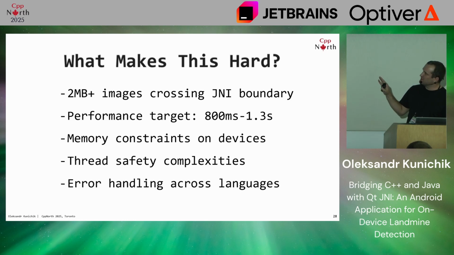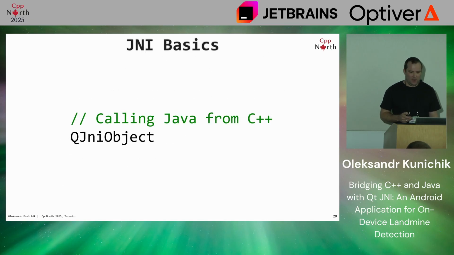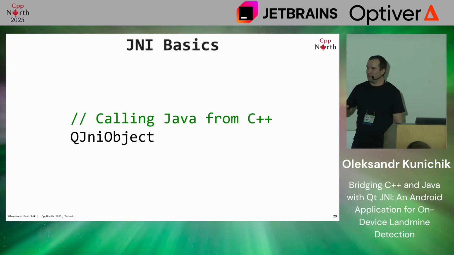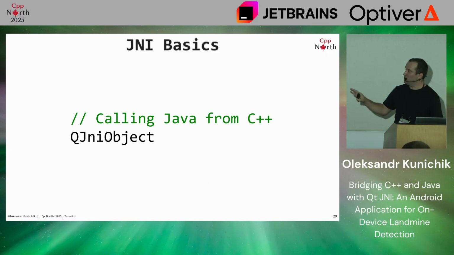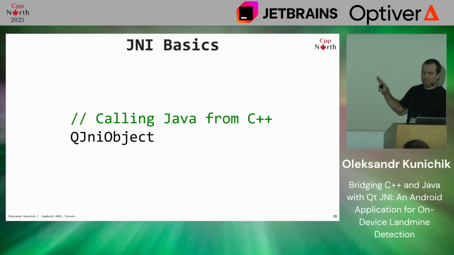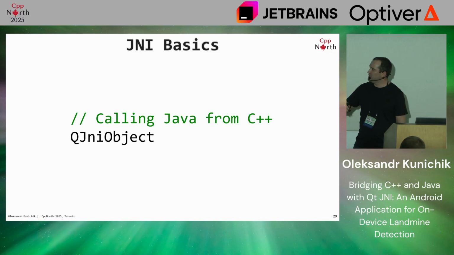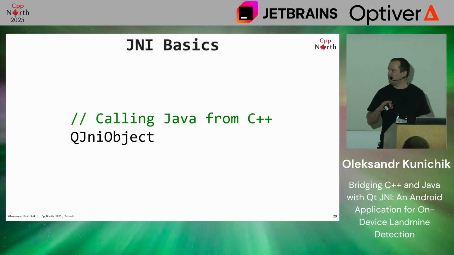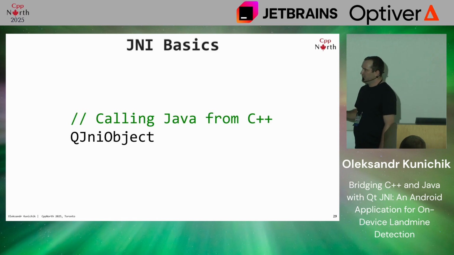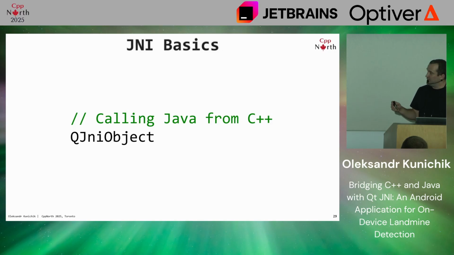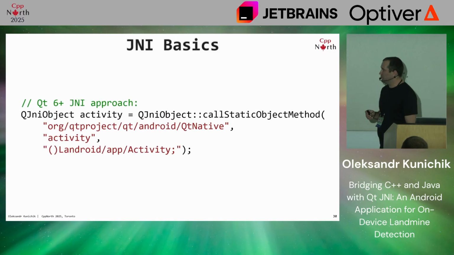But first, let's start with basics. How do you actually call Java from C++? I'll show you the Qt approach first, and then I'll show you quickly how it would be if we use raw JNI. Let's start with the Qt JNI object. So it's a nice wrapper, which does everything under the hood: reference counting, life cycle management. They have very sophisticated constructors, so it works everything for you. And it's much nicer than working with raw JNI.